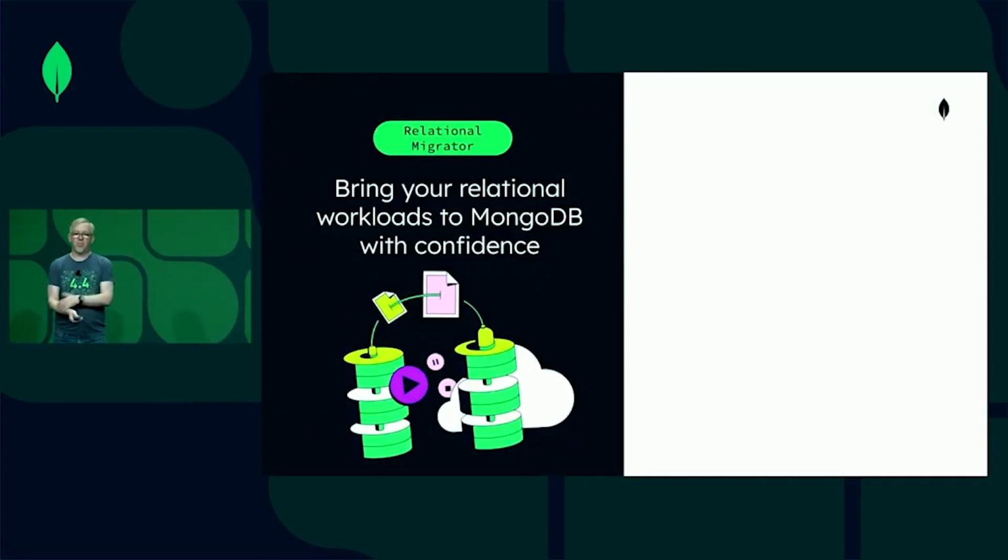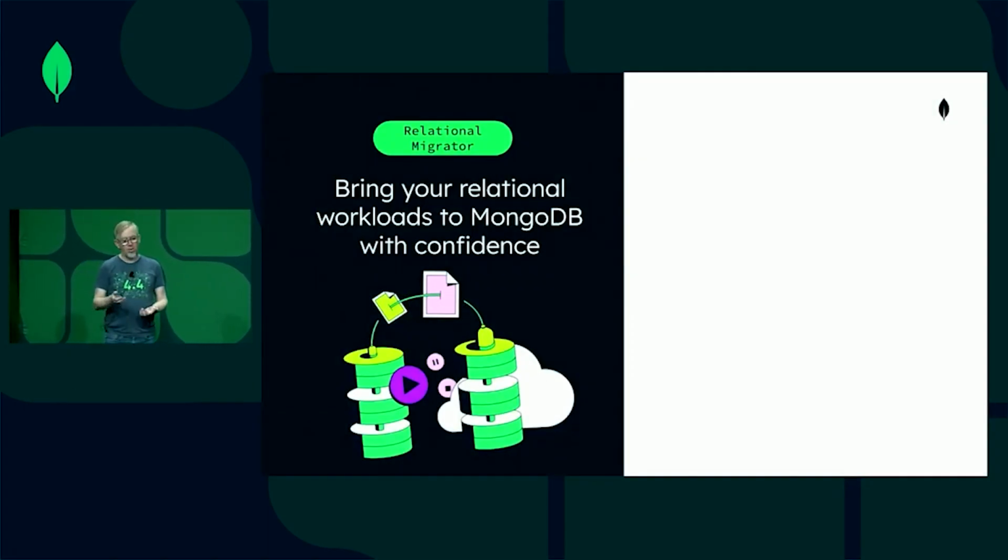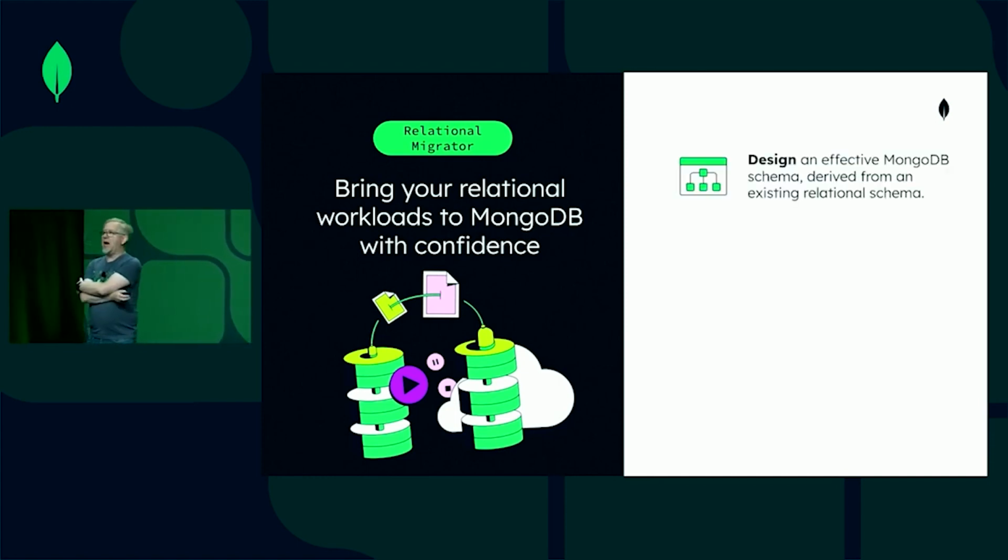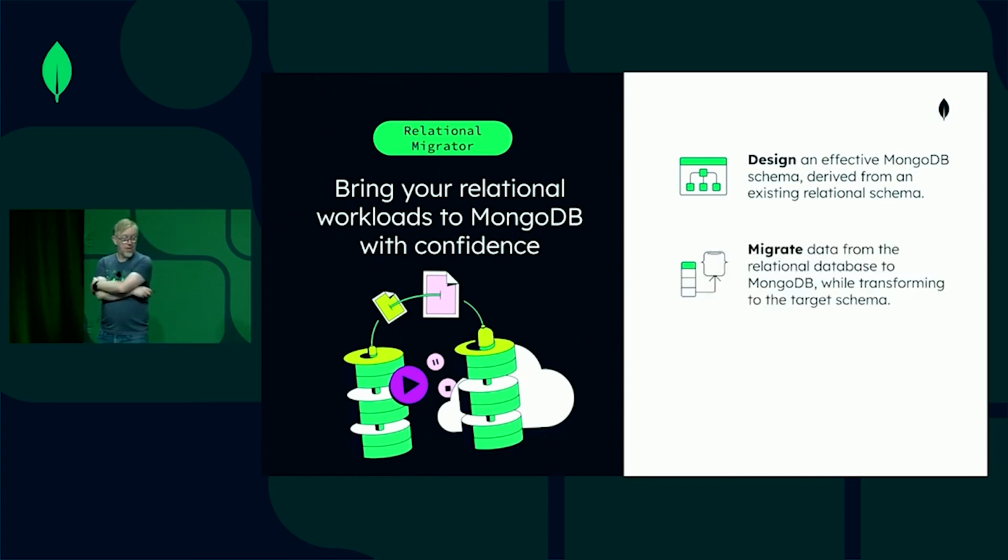So Relational Migrator is a product from MongoDB that allows you to bring your relational workloads to MongoDB with confidence. It's got a whole bunch of features which I'll walk you through in a minute. But at the high level, it allows you to design an effective MongoDB schema that's derived and mapped from your original relational schema. It will, of course, do the migration.